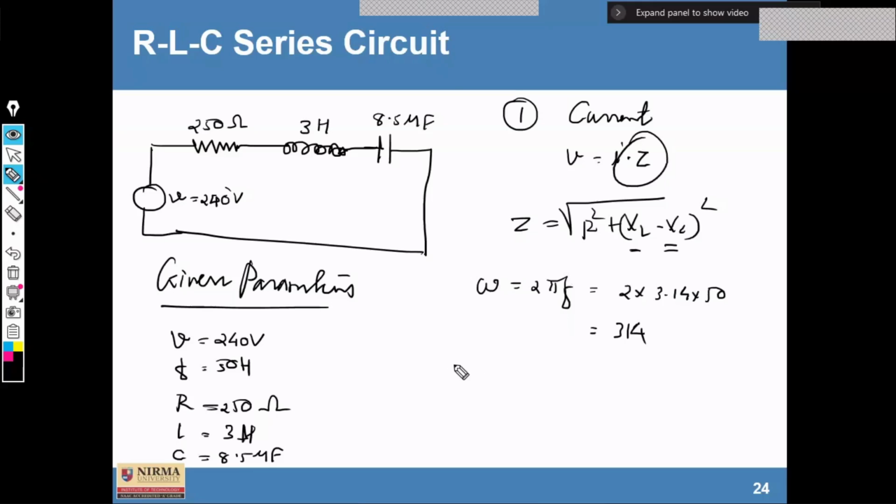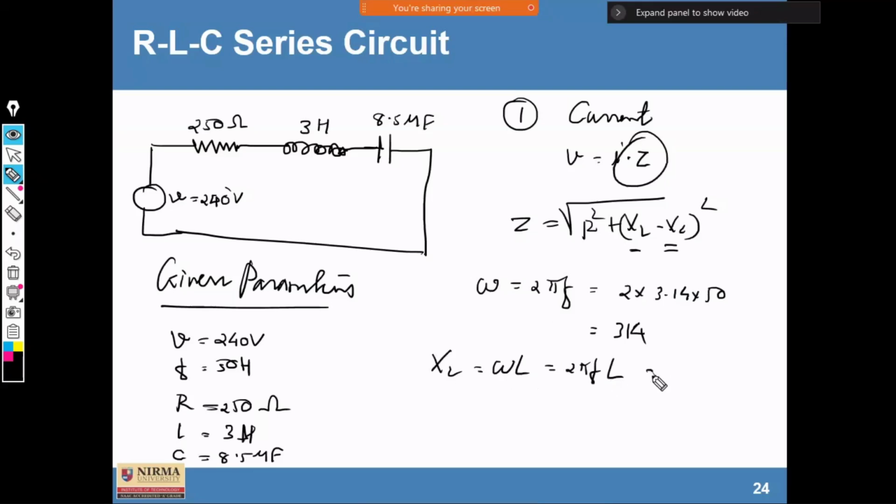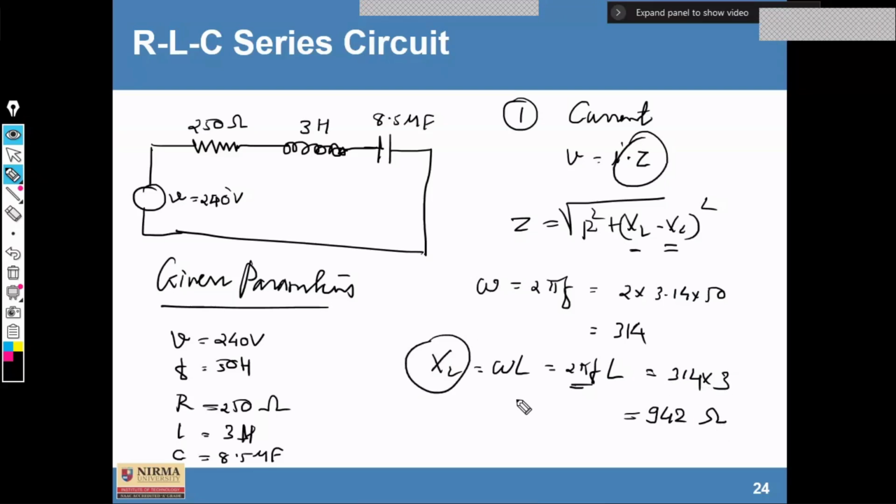Okay. Now what would be the value of XL? XL is omega L or 2 pi fL, or we can write 314, because 2 pi f is 314, and the value of L is 3. So 314 into 3 is 942 ohm, the value of XL.